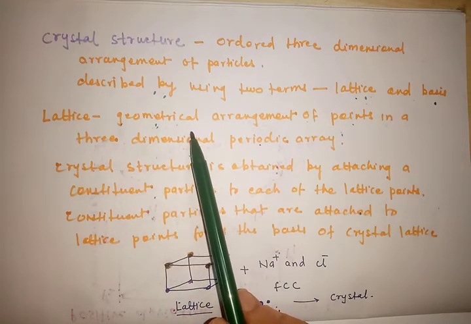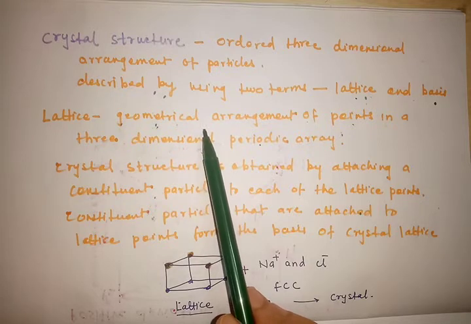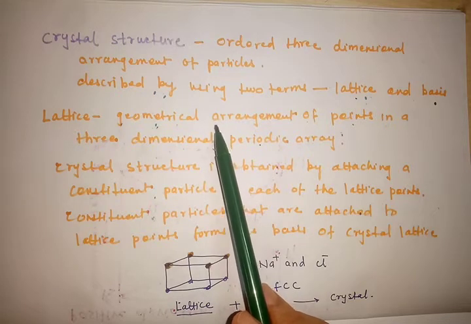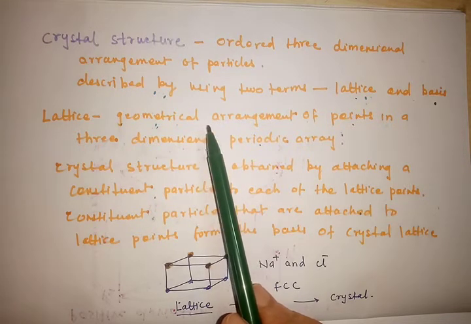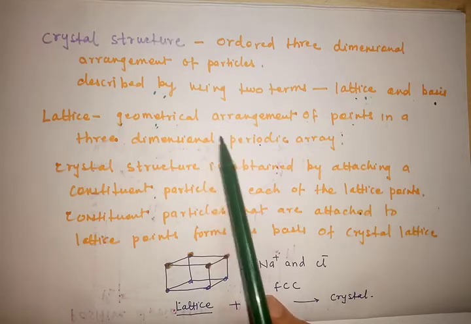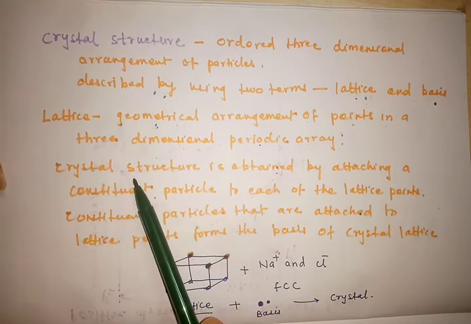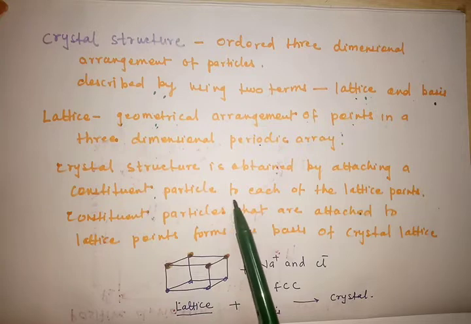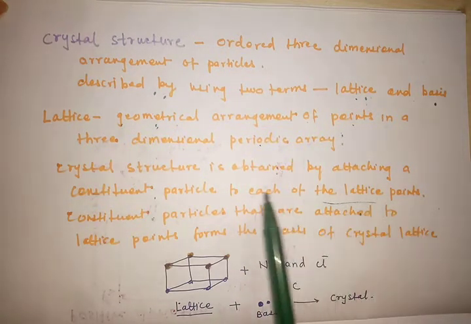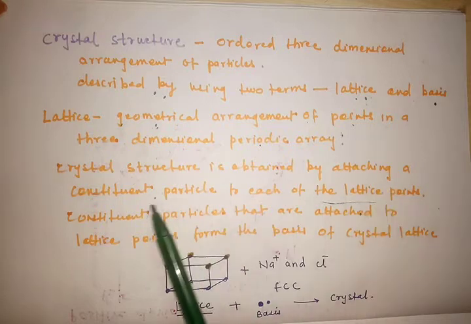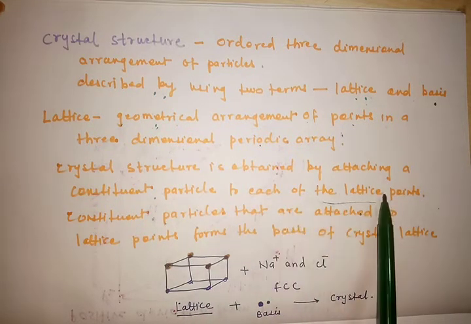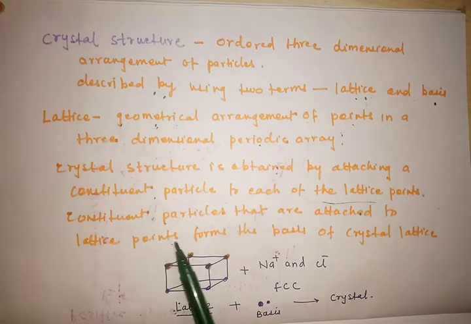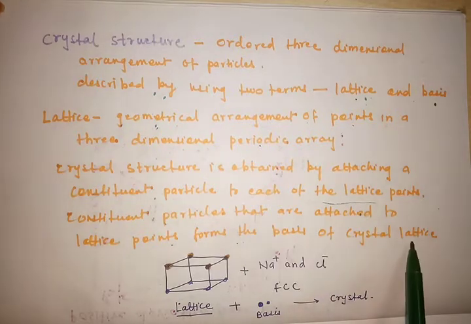These lattices have different arrangements, like cubic, rhombohedral, face centered, body centered. All these lattice types we will be studying further. Now what is a crystal structure? Crystal structure is obtained by attaching a constituent particle to each of the lattice points. The constituent particles that are attached to these lattice points form the basis of the crystal lattice.